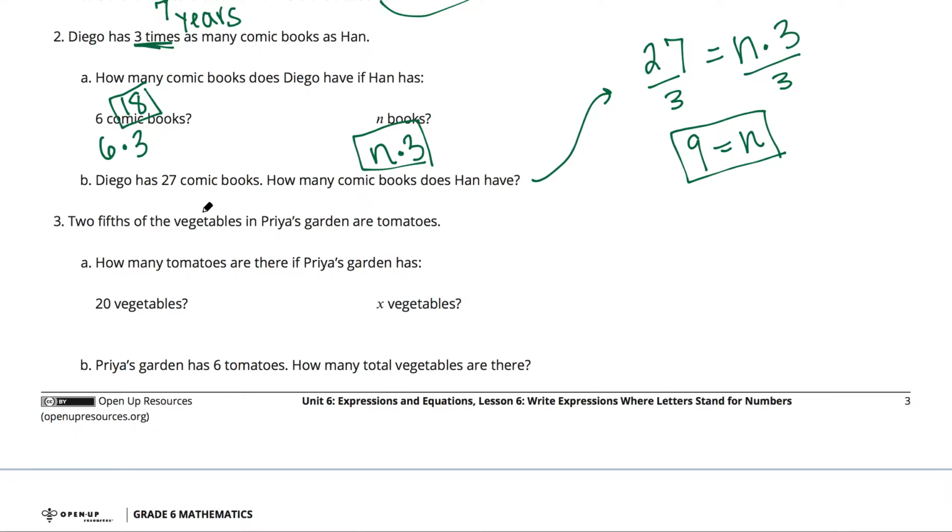2/5 of the vegetables in Priya's garden are tomatoes. Okay. How many are tomatoes in Priya's garden? If she's got 20, she's got x. So this would be 20 times 2/5. 20 times 2 is 40 over 5, which equals 8. What if we don't know how many? Well, that's going to be x times 2/5.